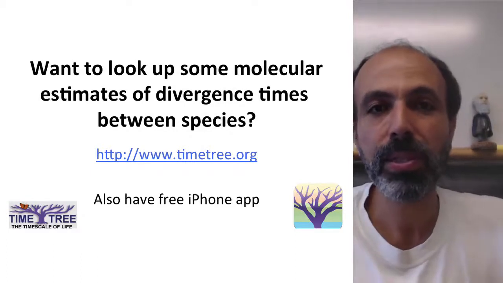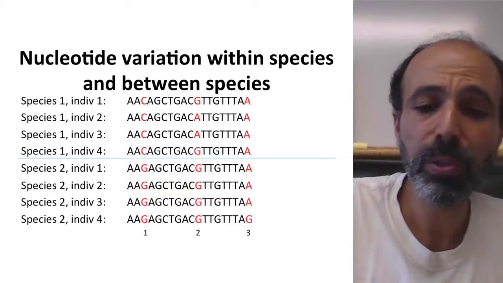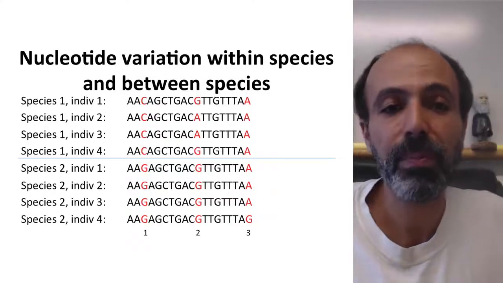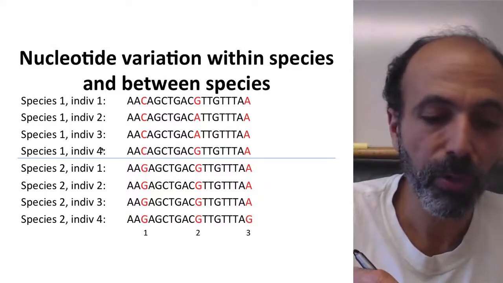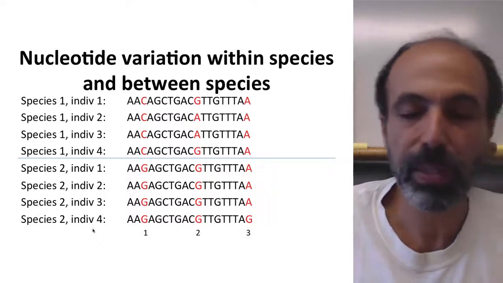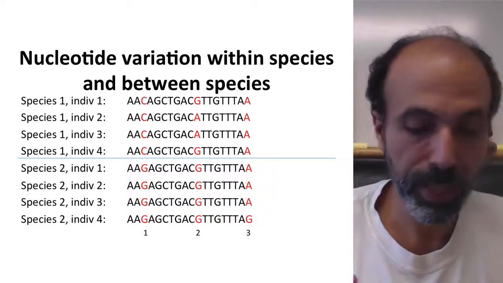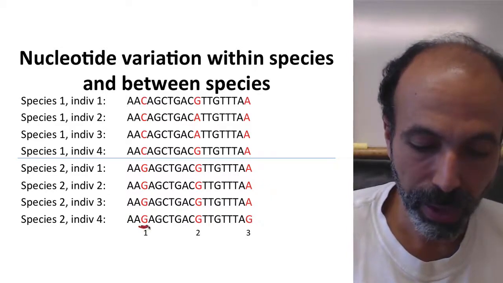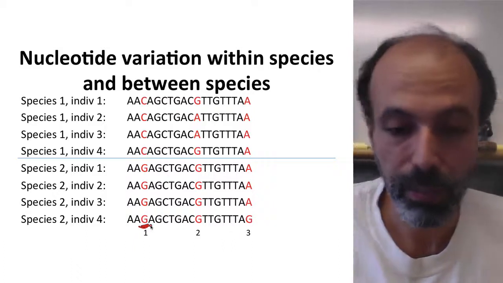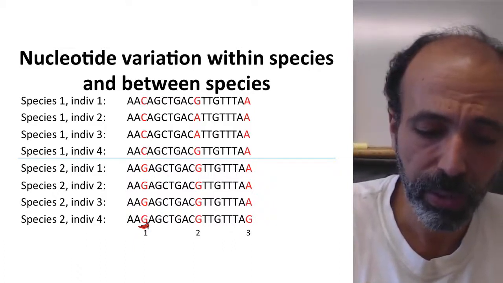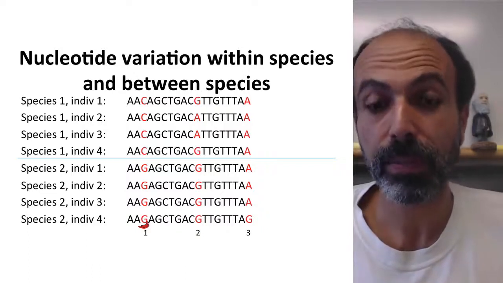Now I'd like to do a little segue into what's going to be coming up in the next set of videos. Nucleotide variation exists within species and between species. So let's say, for example, you sequenced a stretch from 4 individuals of species 1, 4 individuals of species 2. So it's maybe human and tamarin, for example. There are some bases, like, for example, base number 1 here, where every individual from species 1 differs from every individual from species 2, right? All individuals from species 1 have C, all individuals from species 2 have a G. So this is some sort of fixed difference, okay?